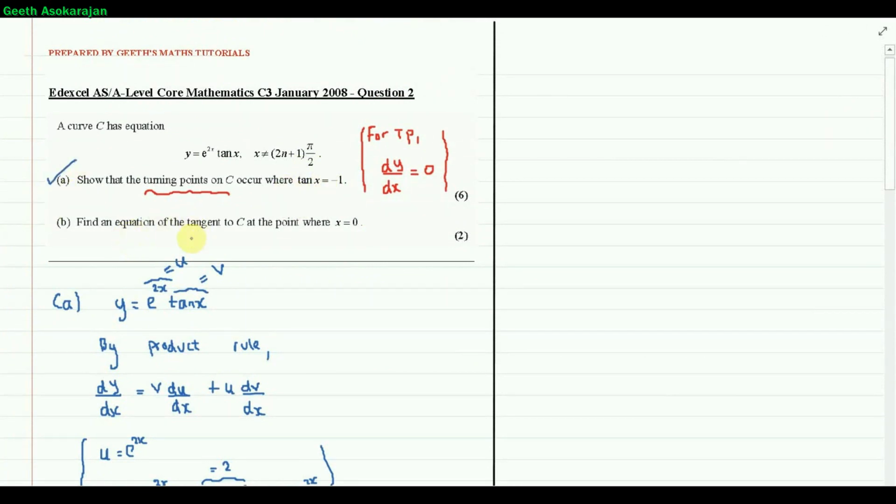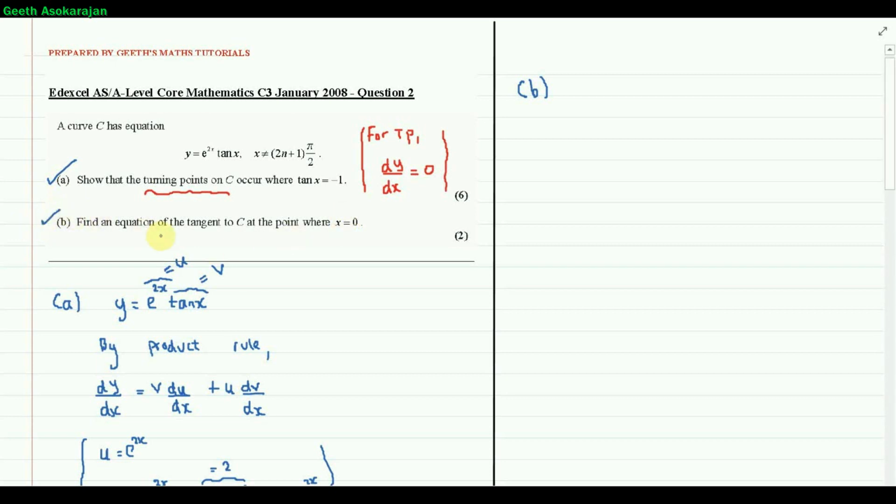Okay, right, so let's have a look at the next part, part B. So part B, let's have a read. Find an equation of the tangent to C at the point where x equals 0. So once again, if you're unaware in terms of calculating the equation of the tangent and the normal, I have created a video on this, and I'll provide a link to this video in the description below.